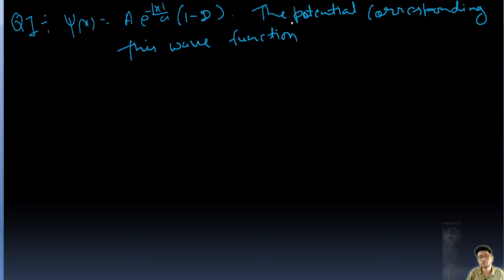The potential corresponding to this wave function. Okay, so psi x is given, right guys? This is A e to the power minus x upon a. Options are given. Let me write the options first.